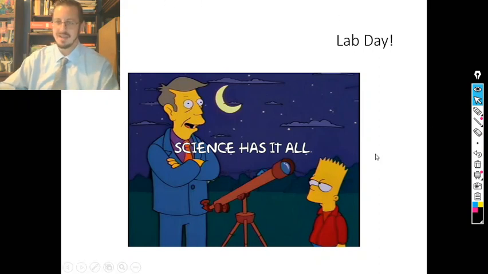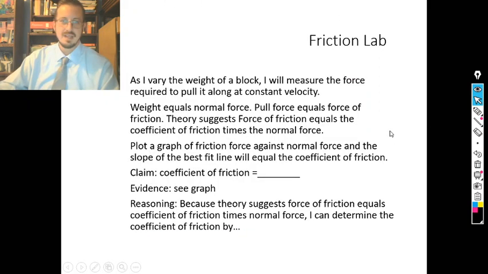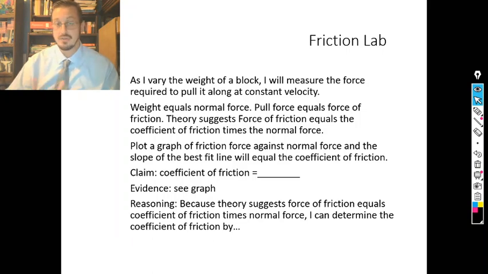We know that for our lab day. So this week we're going to be looking at a friction lab, measuring the coefficient of friction between two surfaces. And the lab kind of goes like this. As I vary the weight of a block, I will measure the force required to pull it along at constant velocity. So really we're going to add weight on top of a block, and then we're going to pull it with a spring scale, and the spring scale, or Newton meter, is a way to just measure the force.